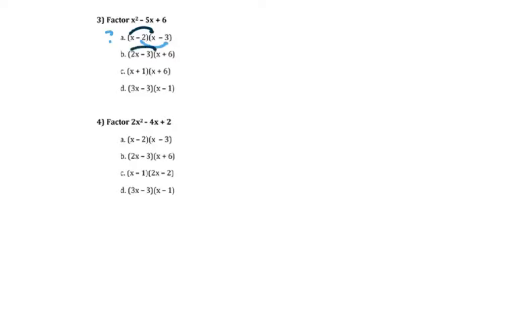Option B, 2 times 1, that's a 2 in the front. This one doesn't have a 2 in the front, so B is not the answer. C, 1x times x, yep, that's x squared. Check the back, 1 times 6, yep, that's 6. So it might be C. Option D, 3 times 1x, no, that's not x squared. That's 3x squared, so it's not D.